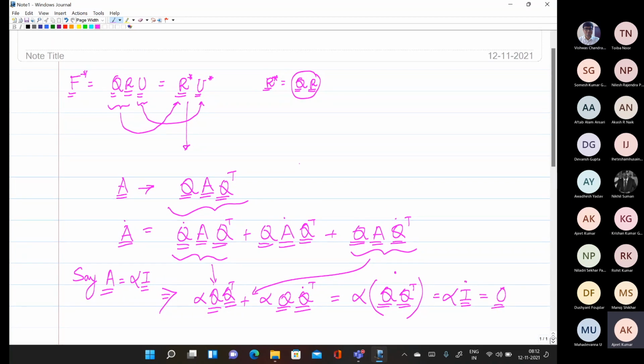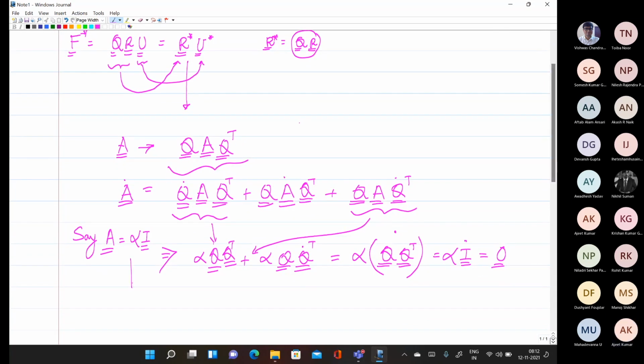So if you have A proportional to identity, then indeed in this case A dot is transforming to Q A dot Q transpose, and then it becomes objective. Yeah, I don't think there's any other situation other than this. And how to work it out by working in the forward direction only, like we substituted alpha and worked it out.